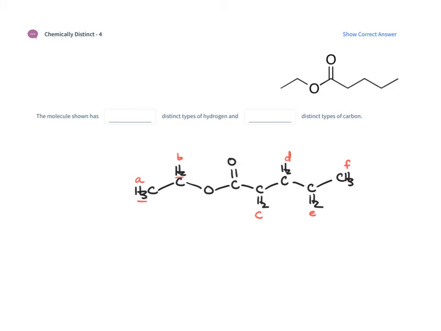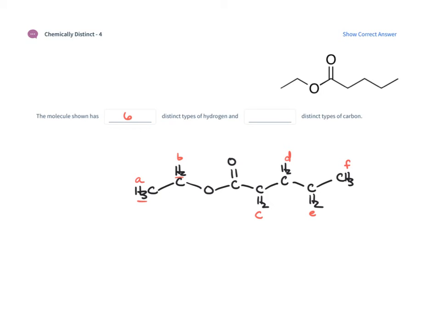It's different than this CH3 because there's not symmetry. This CH3 is two atoms away from an oxygen. This CH3, if you want to count from that oxygen, 1, 2, 3, 4, 5 away. So they are distinct. That means this compound has 6 different types of hydrogens.